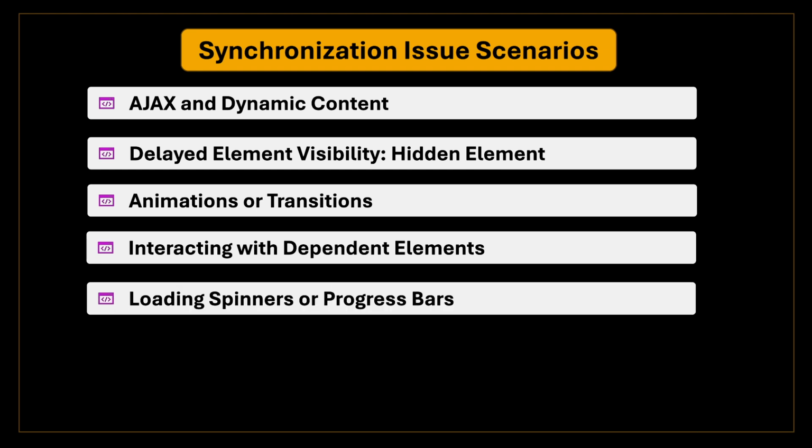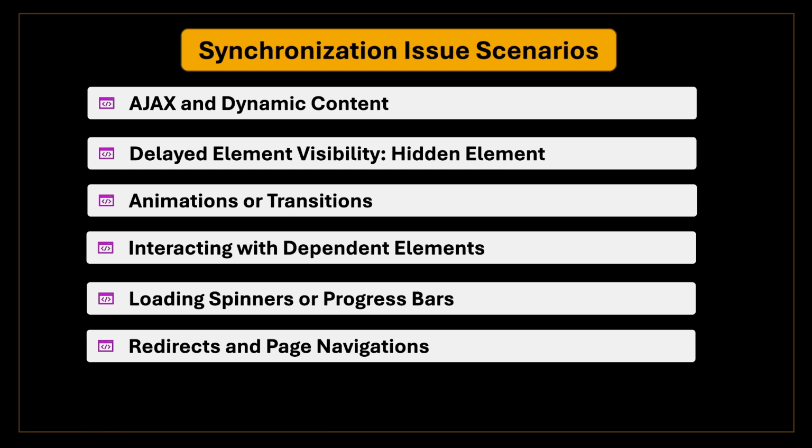Next is when dealing with a progress bar. We have seen this in the second example as well, where if we try to interact with an element before the loading spinner disappears, a race condition can occur, causing test failures. Next scenario is redirection and navigation. For example, after form submission or button click, the page may redirect. If your script tries to interact with any element on the previous page, you will run into a stale element reference.